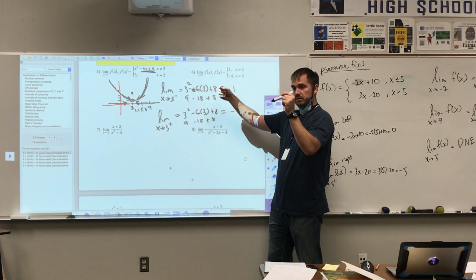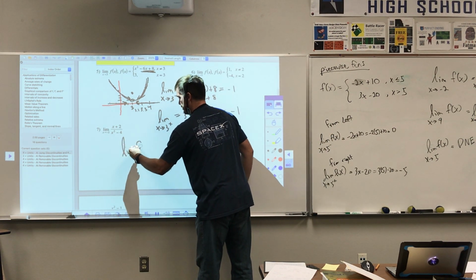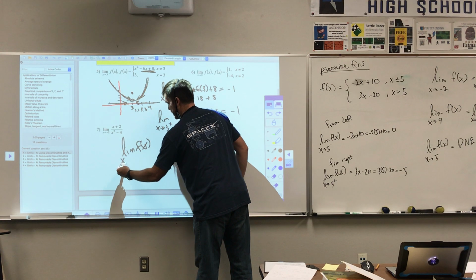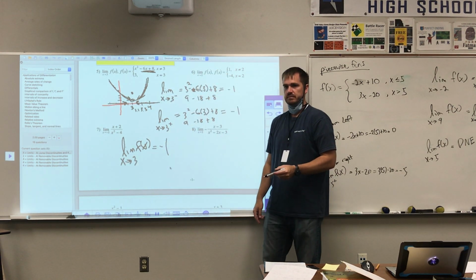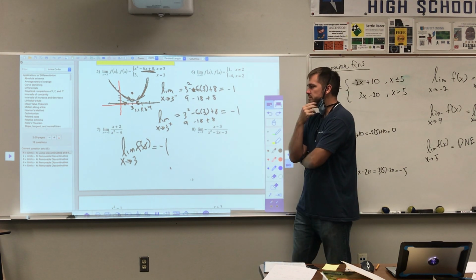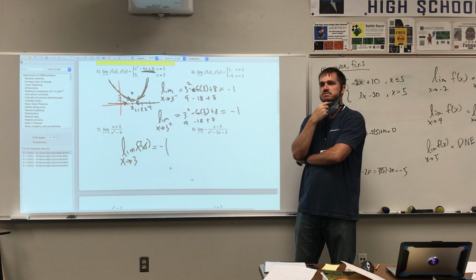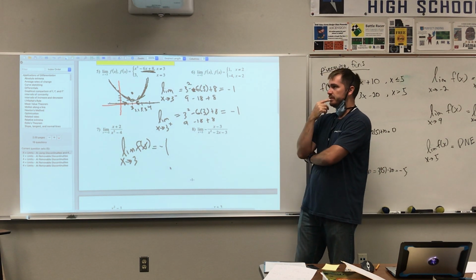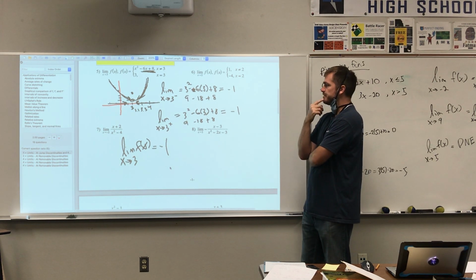So therefore, the limit of f of x as x approaches 3 is negative 1. See if that makes any sense. What questions do y'all have on that one? Not a whole lot? Okay.